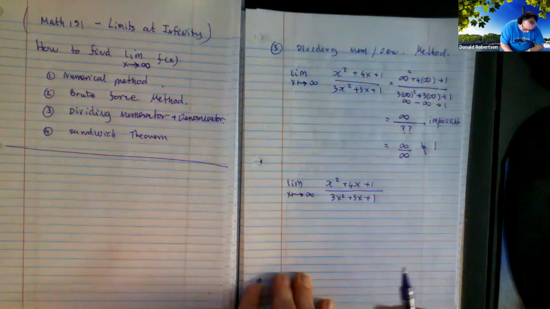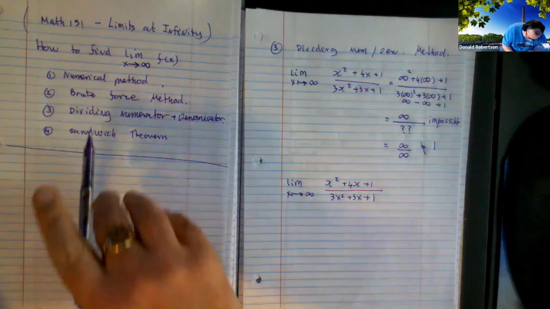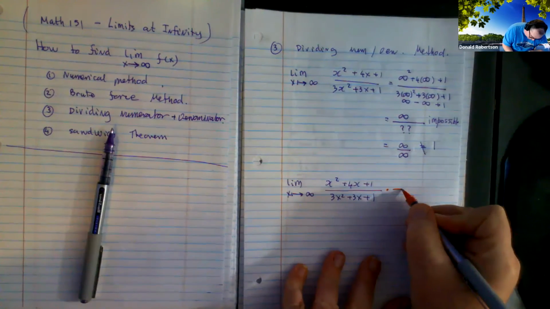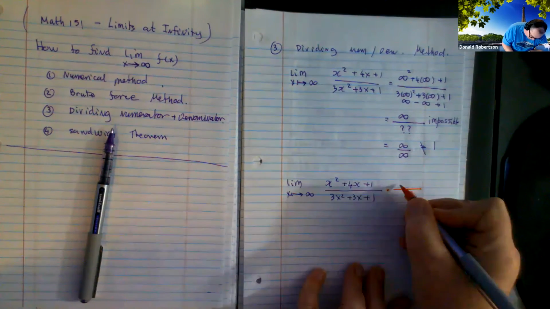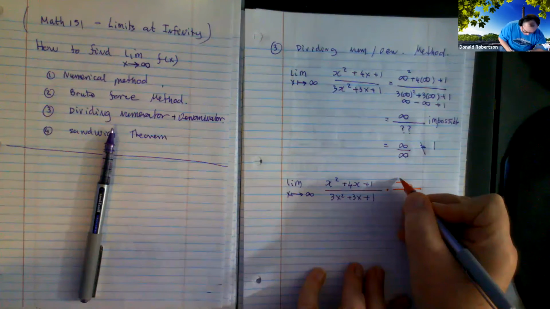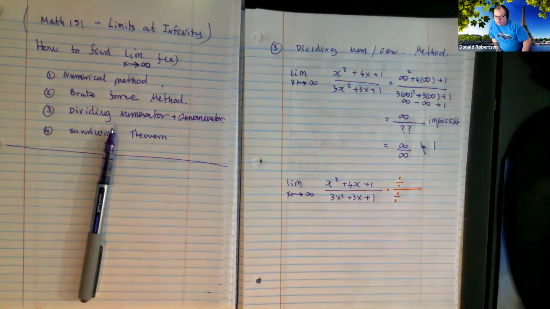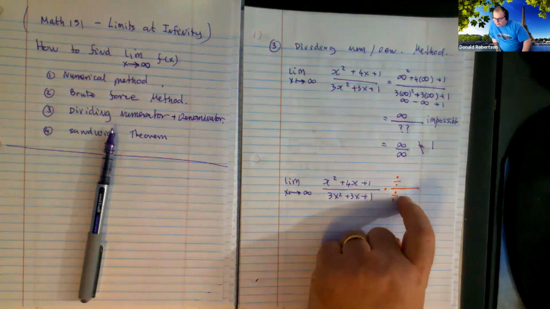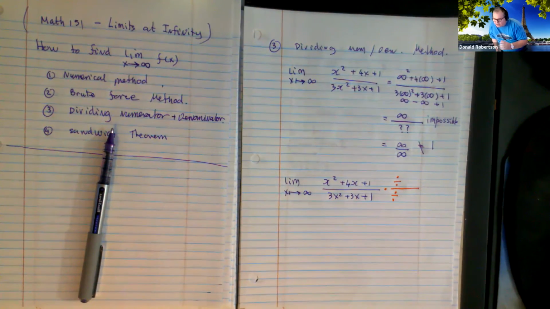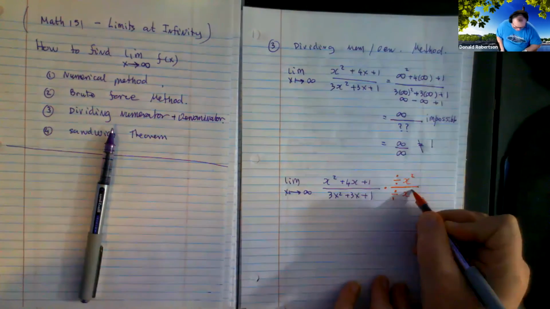And what we do here is a little bit weird, but it works. As long as you do the same thing to the top and bottom of a fraction, right? So I can multiply the top and bottom by 2. I can divide the top and bottom by 2, right? In fact, haven't we done that trick to simplify some fractions in other places? I am going to divide the top and bottom by x squared.